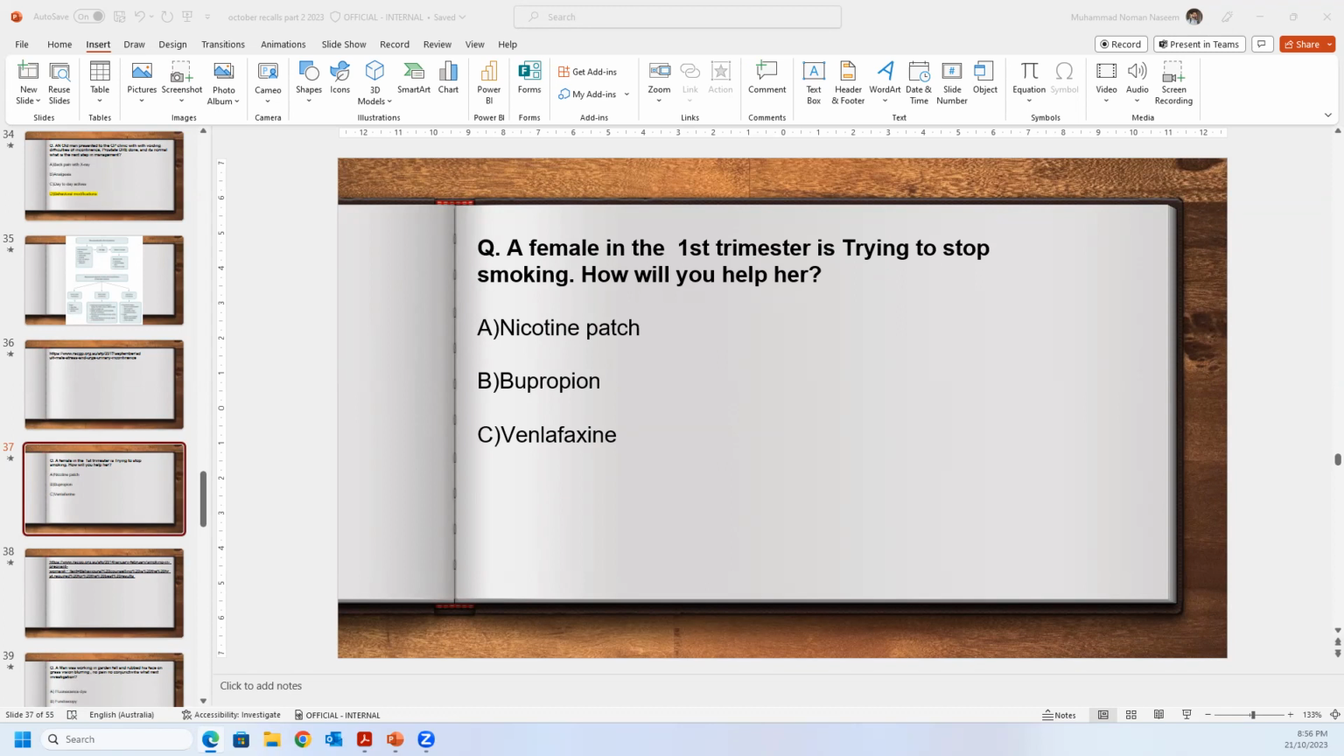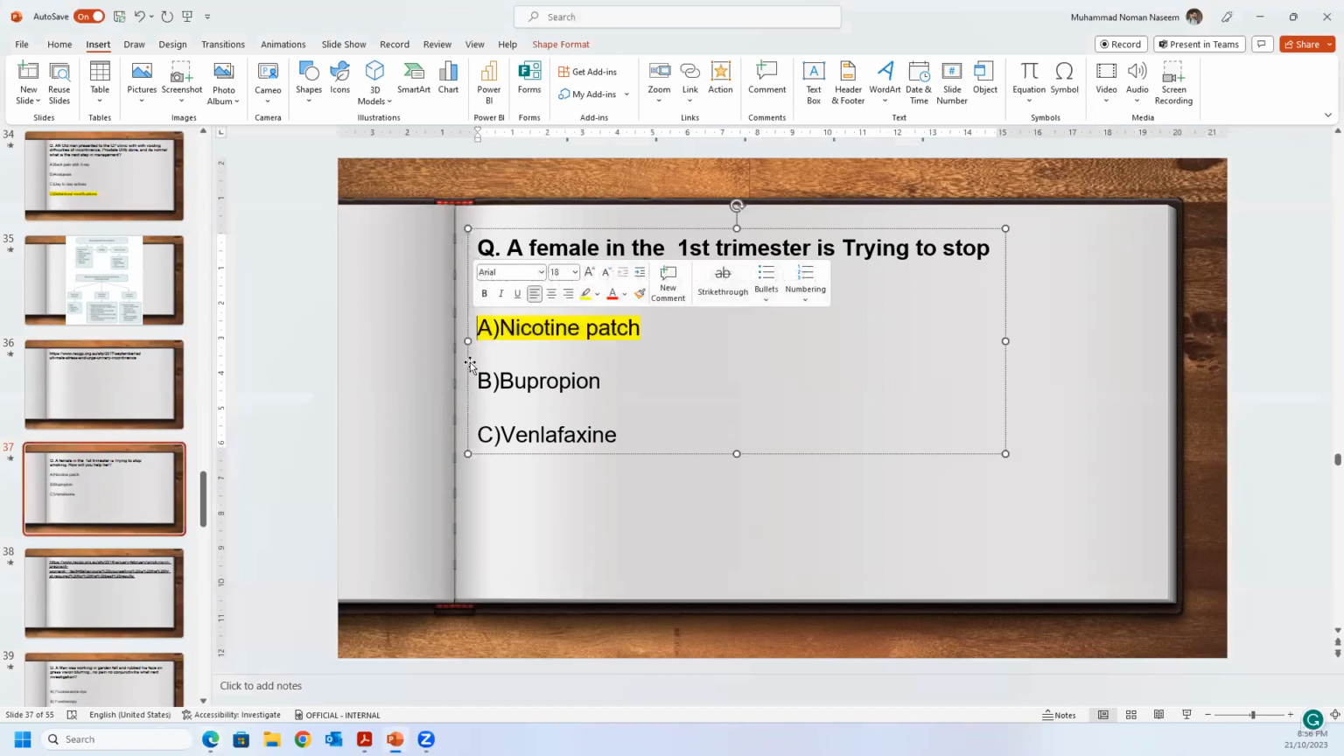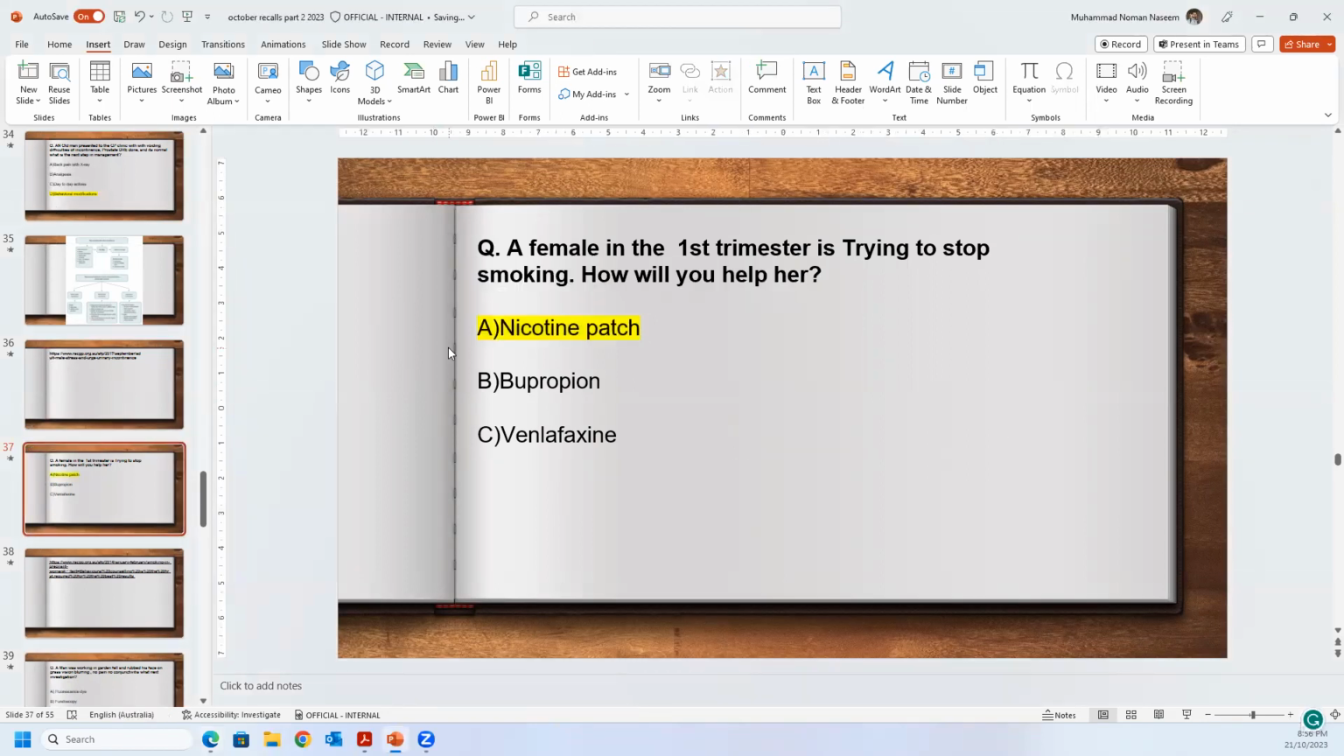The safest SSRI that you can take, yes, very good, Dr. Zenith, is fluoxetine. So the best thing you can do is give her a nicotine replacement patch. It's very, very effective. It works for 24 hours. You can remove it. It comes in the box. It is on the PBS as well. So she will not have to pay a lot of money out of her pocket.